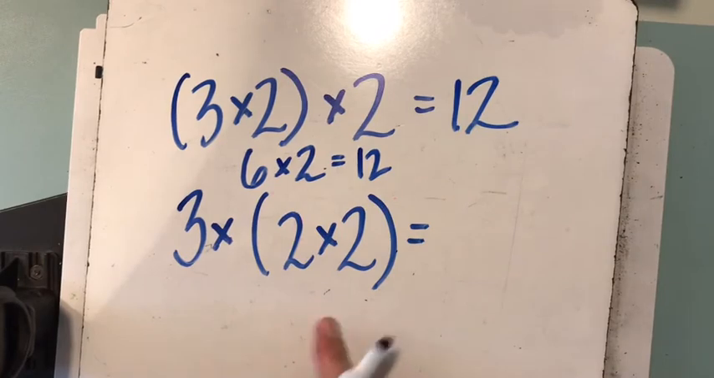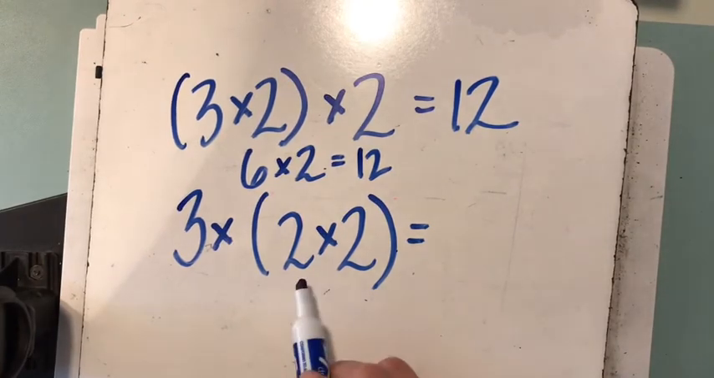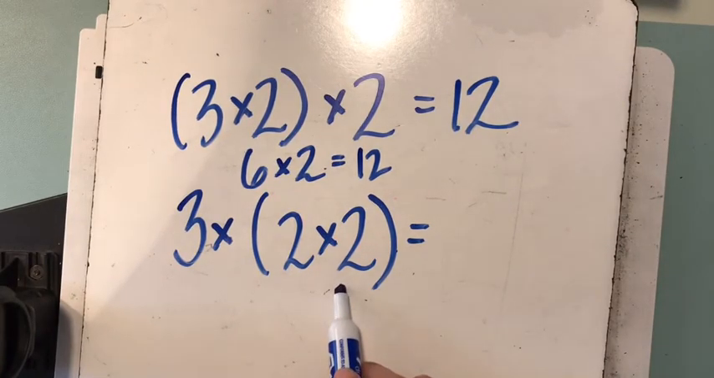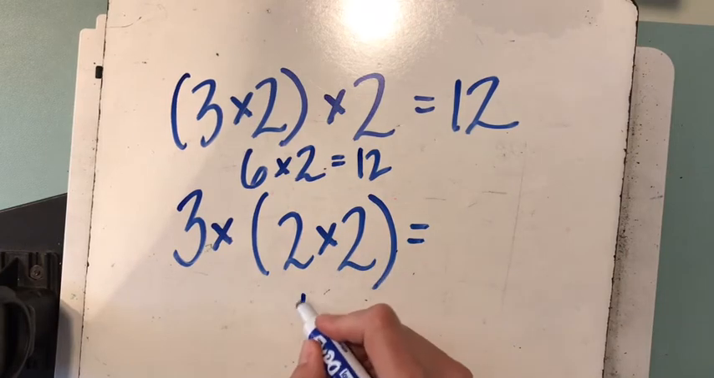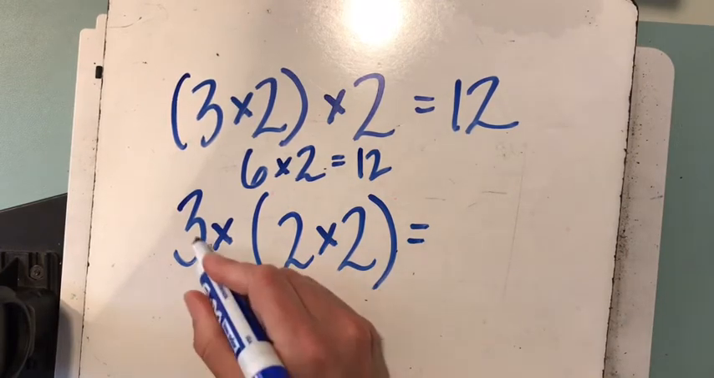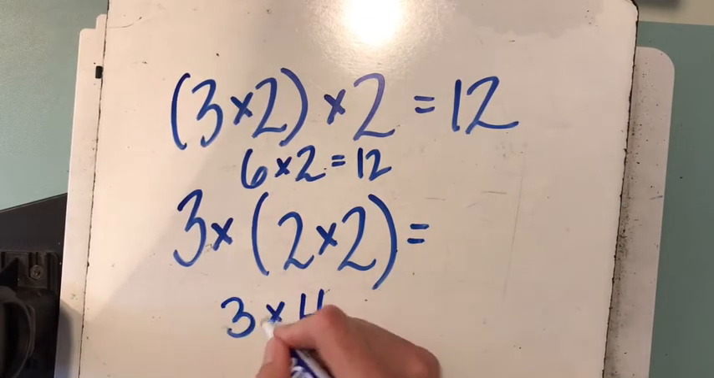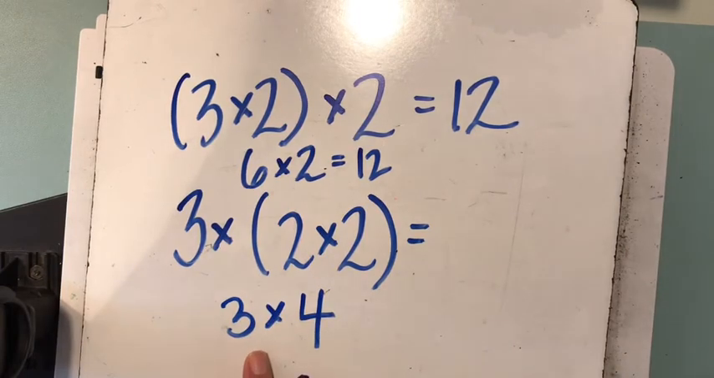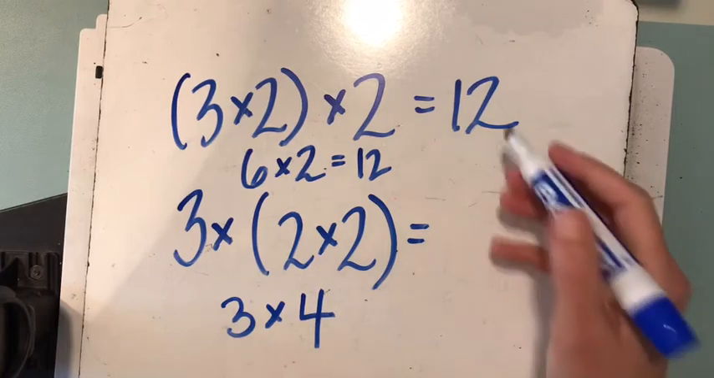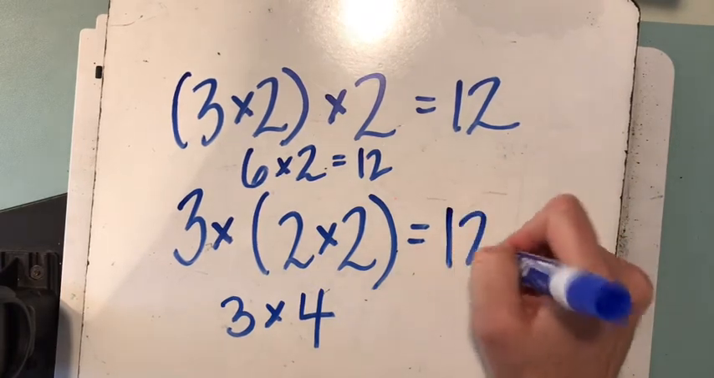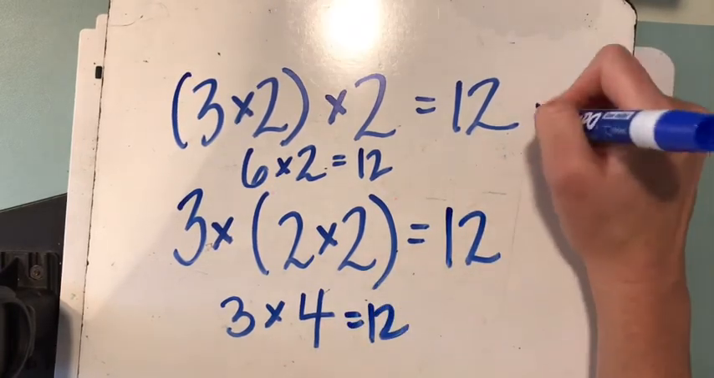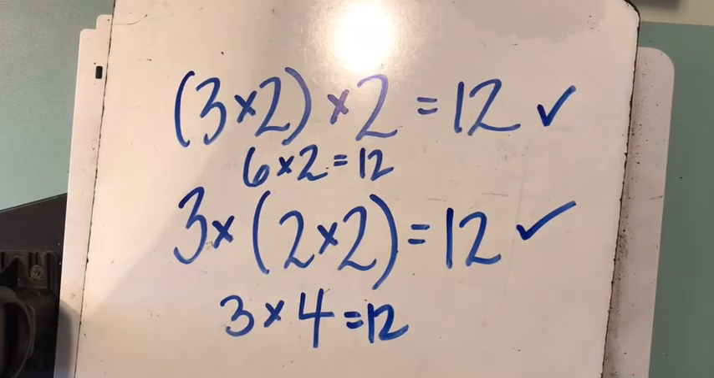All right, let's try it for this one down here. Let's see if it works. 2 times 2 is 4. So you should have put in 4 here, brought your 3 down. You're going to multiply 3 times 4. What's 3 times 4? It is 12. So it works. Check, check.